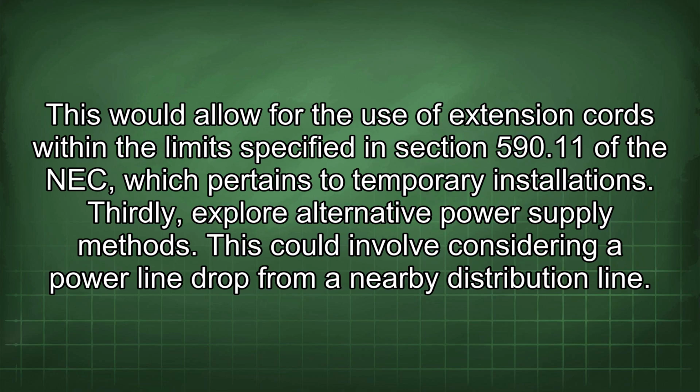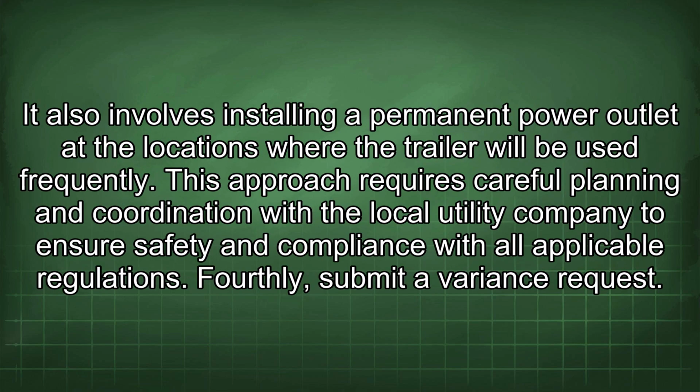This could involve considering a power line drop from a nearby distribution line. It also involves installing a permanent power outlet at the locations where the trailer will be used frequently. This approach requires careful planning and coordination with the local utility company to ensure safety and compliance with all applicable regulations. Fourthly, submit a variance request.